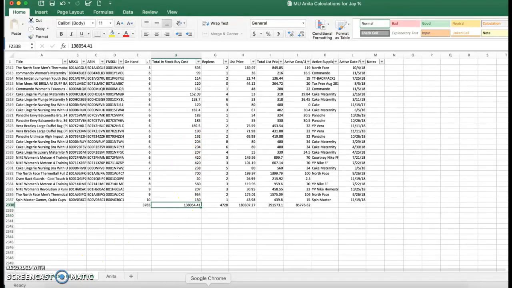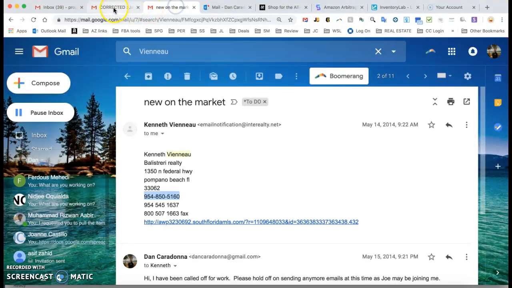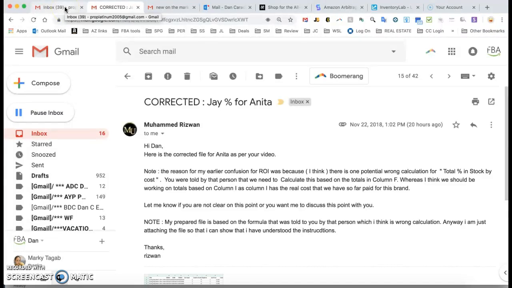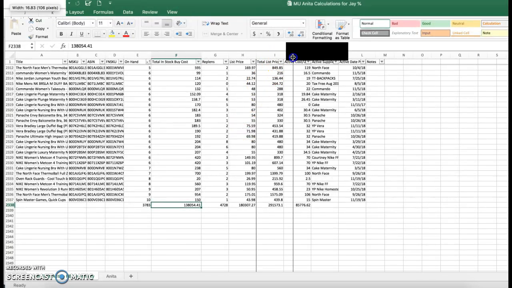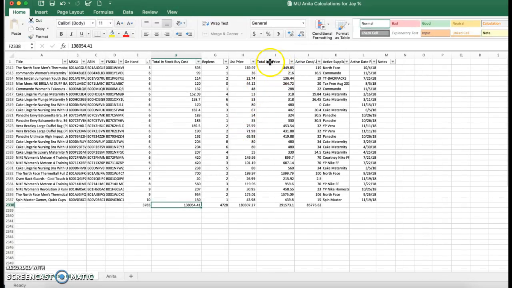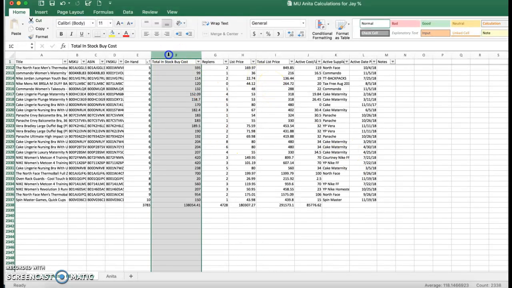So let me look at your email here too. The reason for my early confusion with ROI is because I think there was one potential wrong calculation by the cost. You were told to calculate this based on the totals in column F, whereas I think we should be working on the totals based on column I, as column I has the real cost. But actually, column I does not have the real cost. Column I is the list price, and that's whatever we want to sell it at. So column F is actually what we paid for it.